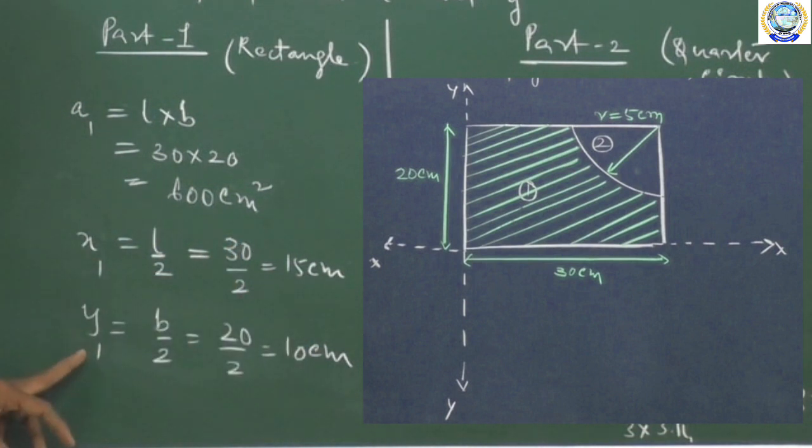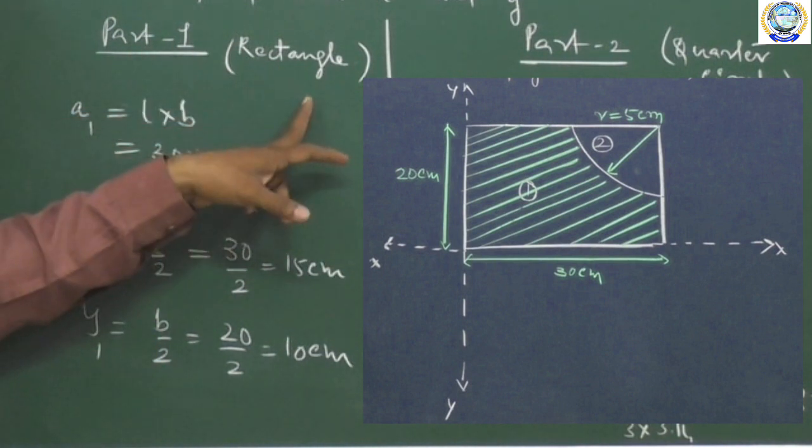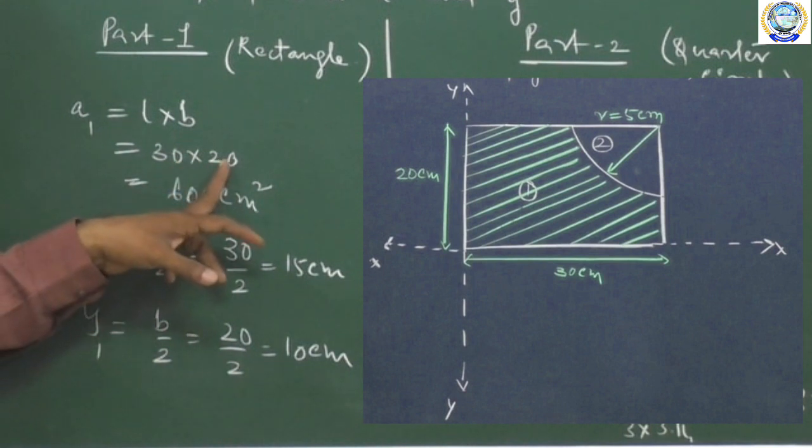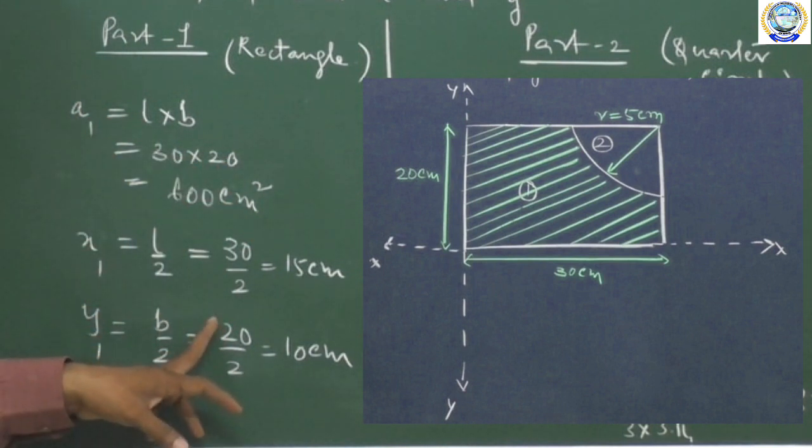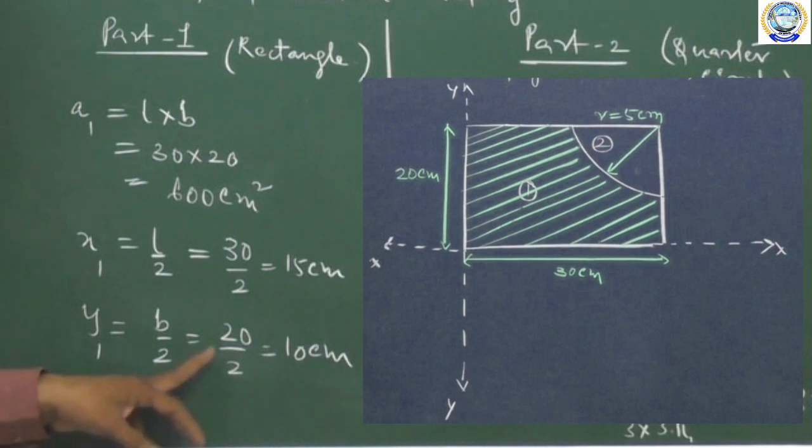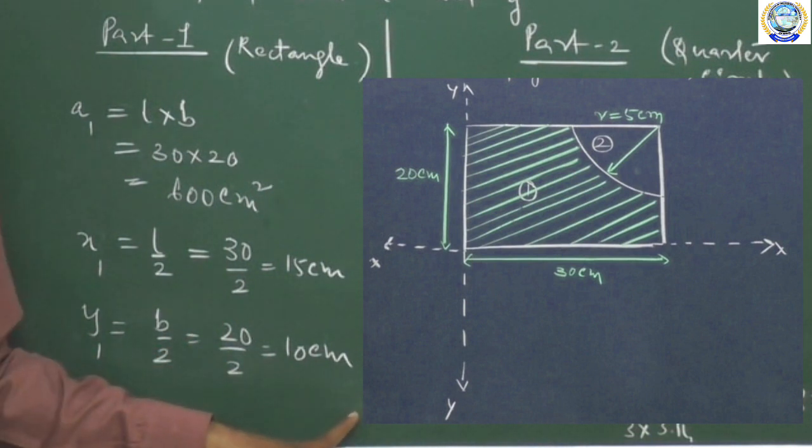Similarly, if you take the y1 coordinate, y1 is equal to b by 2. As my first portion is a rectangle, my b is equal to 20 centimeters here. Substituting it there, y1 is equal to b by 2, that is equal to 20 by 2, which is equal to 10 centimeters.